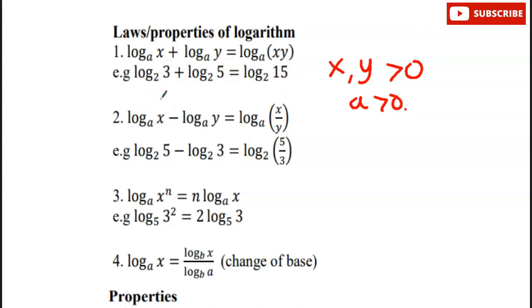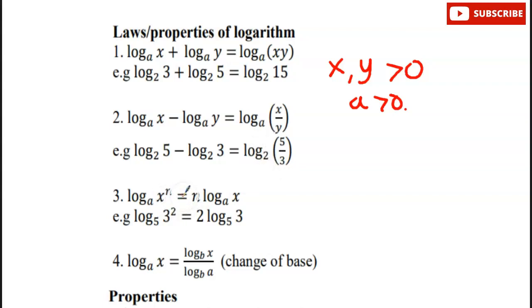Let's come to the second law. Log x to the base a minus log y to the base a, where x and y are numbers. Then you can write it as log to the base a of x, the first number, divided by the second number. Example, log 5 to the base 2 minus log 3 to the base 2. Because they are subtracting, we divide the numbers. So log of 5 on 3 to the base 2. That is the second law.